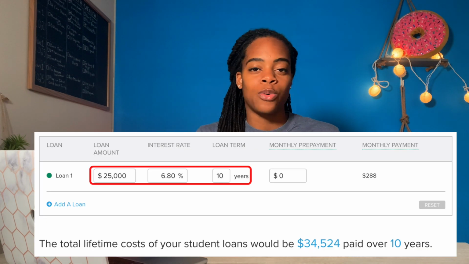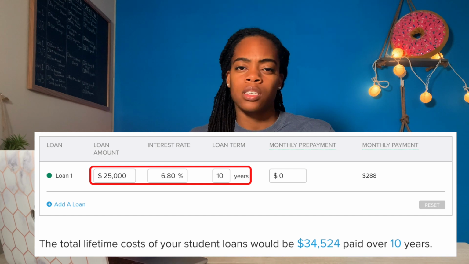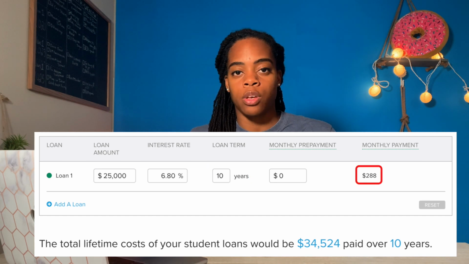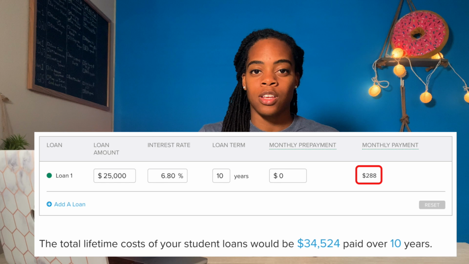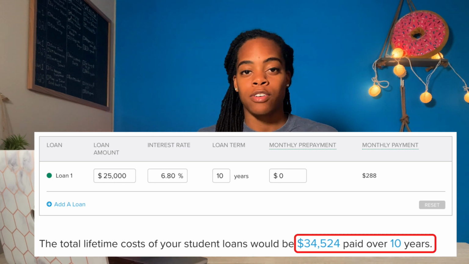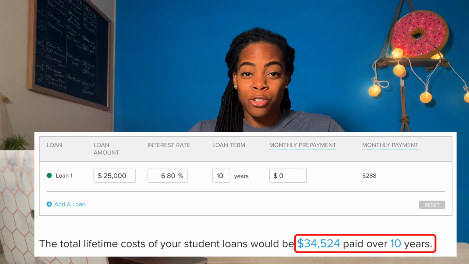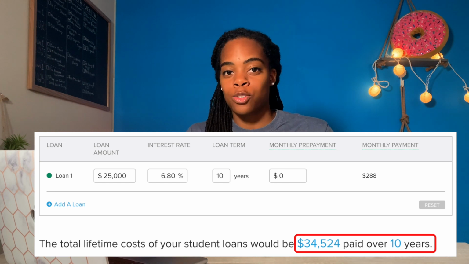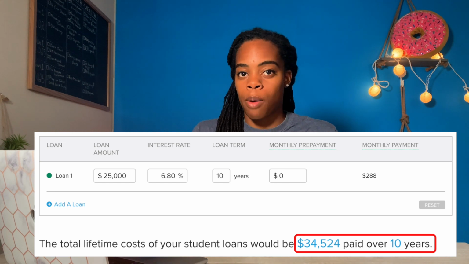So on a 10-year loan at a 6.8% interest rate, that's going to cost us about $290 a month. Now, though we borrowed $25,000, when it's all said and done, we'll have paid back $35,524. That extra $10,000 of interest is crucial to how we live our lives and what our budget looks like. And it's missing when we only look at net worth.